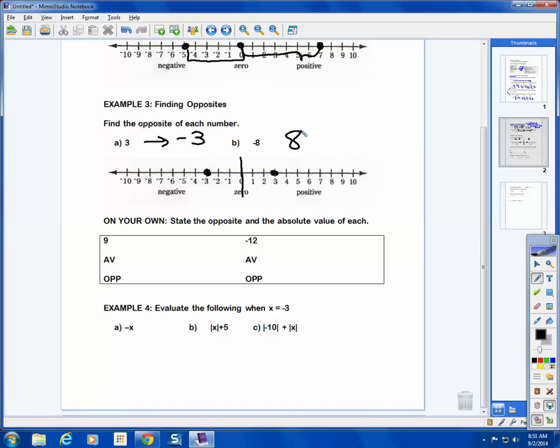All right, on your own, try these right here. I've given you 9 here, and I've given you -12 here. I want you to state the absolute value of 9 first, and then state the opposite of +9. Likewise over here, state the absolute value of -12 and the opposite of -12. Jot those down, I'll give you a minute, and again, check with someone around you.